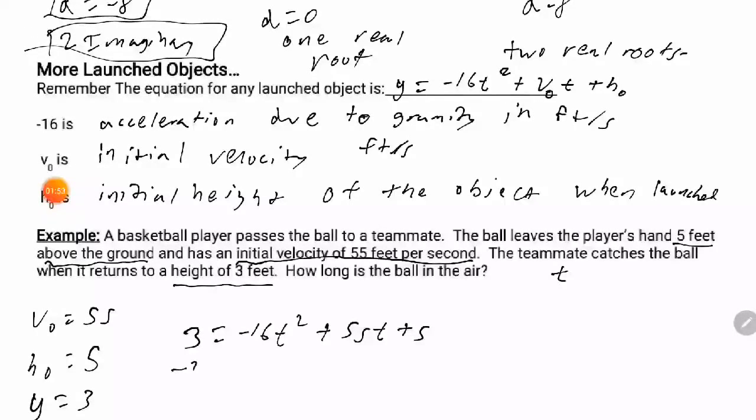I'm going to move 3 over to the other side. And what do you know? It's a quadratic equation. So we're going to use our handy-dandy quadratic formula, where a is negative 16, b is 55, and c, in this case, is positive 2.